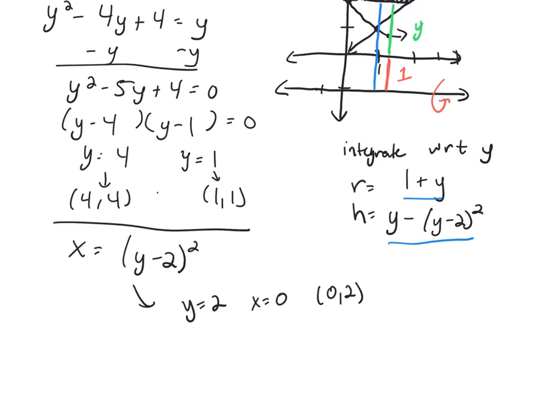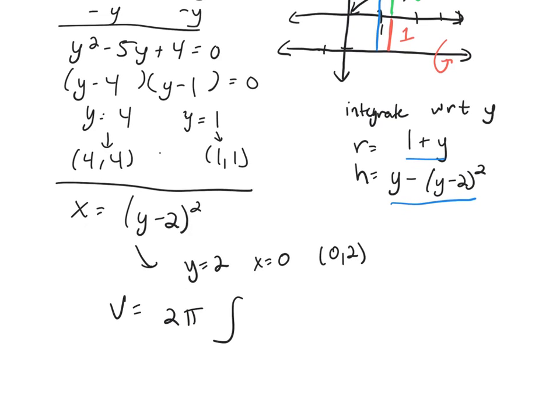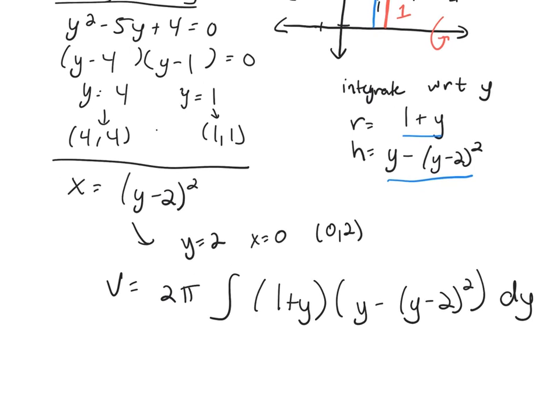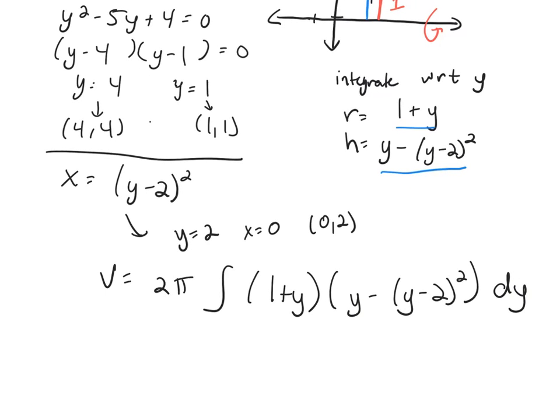Okay. So let's compute our volume here. Our volume is going to be 2 pi, the integral. So I'm integrating in terms of y. So it's r, 1 plus y, times h, y minus 2 squared. What bounds do I put on this guy? 1 and 4. y goes between 1 and 4.